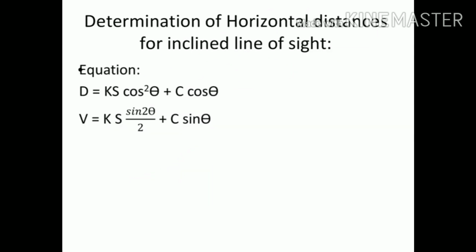Now from the field observations we have got the values of S, that is the staff intercept, and also theta, that is the vertical angle which is bisecting the object. Using these two values, and also the multiplicative and additive constants we have calculated, we will substitute them in this formula to find out the horizontal and vertical distances, that is D and V.